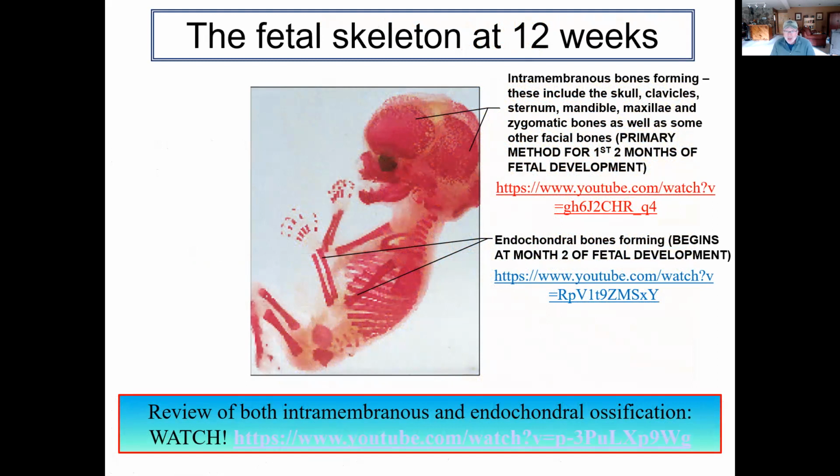When we talk about how the skull bones are formed, so the frontal bone, the parietal bone, the temporal bone, the occipital bone, as well as the mandible and the maxilla, and even the clavicle, and some of the facial bones, it's via this method called intramembranous ossification.